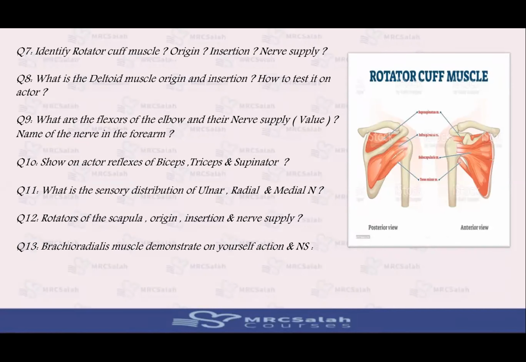Okay, and what about the serratus anterior? It originates from the ribs, 1 to 9. Which ribs?